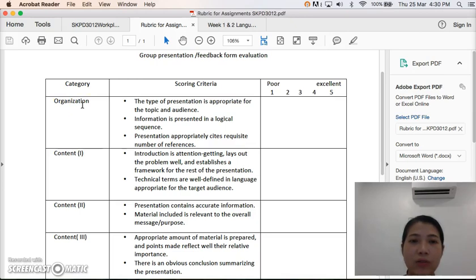One more thing that I would like to highlight over here is the organization. Under the organization of the document, presentation appropriately cites requisite number of references. When it says number of references, I'll expect you cite about 10 papers and not more than 5 years old. So now it's 2021. Maybe you start with 2017, 18, 19, 20, 21. So 5 years, not more than 5 years. And the citation must be from appropriate article or journal, not from a website.